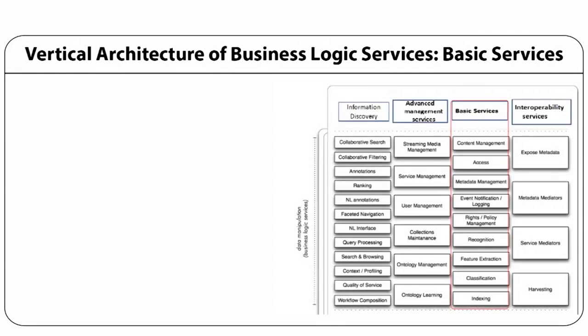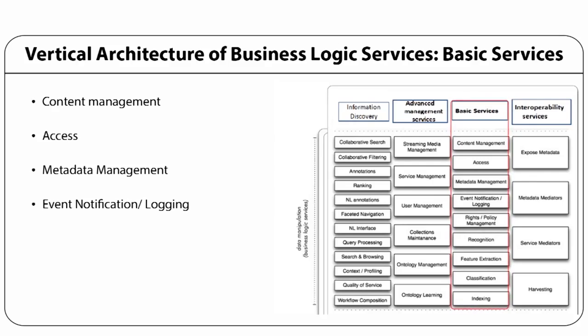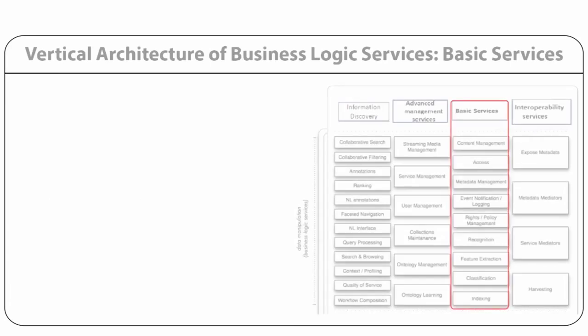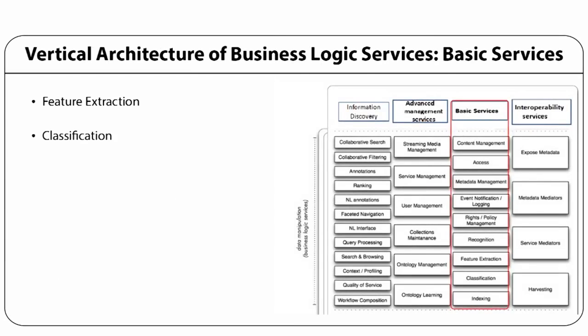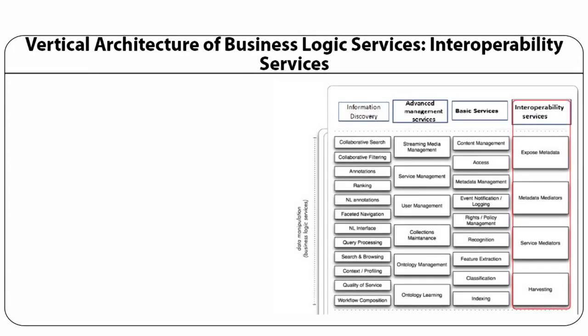Basic services. Basic services support core operations of the semantic digital libraries such as content and metadata management, ensuring access and policy management. A set of basic services support librarians in the classification process by the indexing, feature extraction and recognition operations. These services include content management, access, metadata management, event notification or logging, rights or policy management, recognition, feature extraction, classification and indexing.